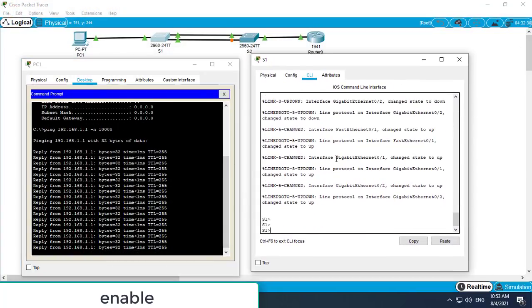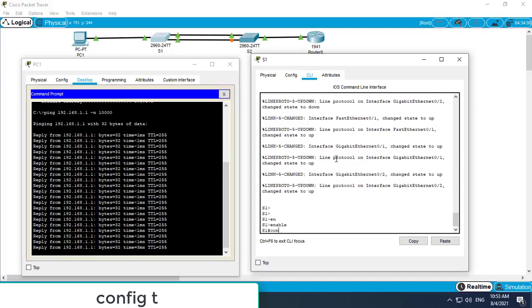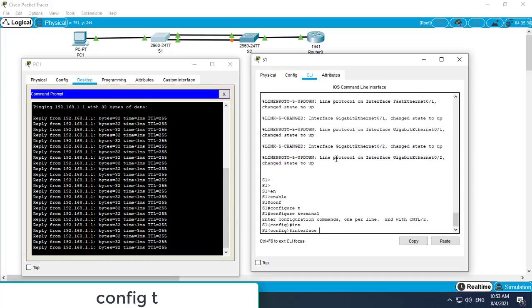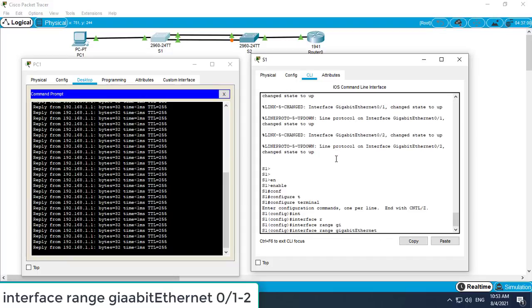Configuration commands on switch S1. You pay attention to observe the state of the physical links.